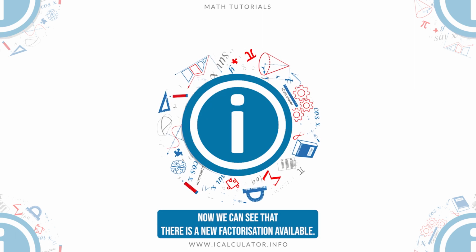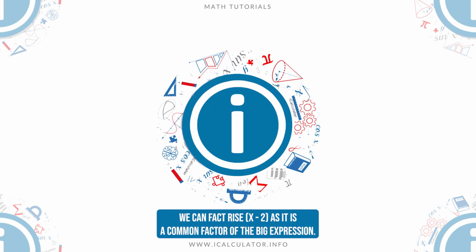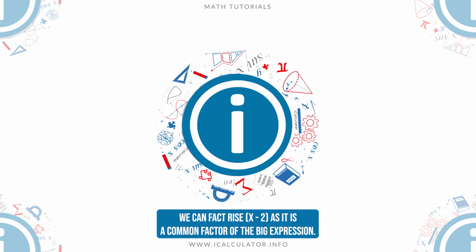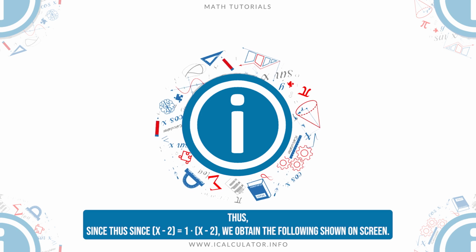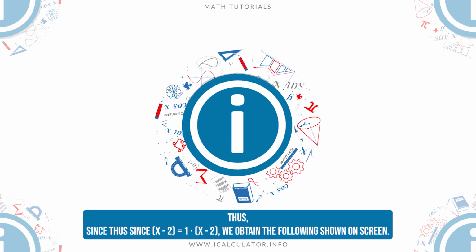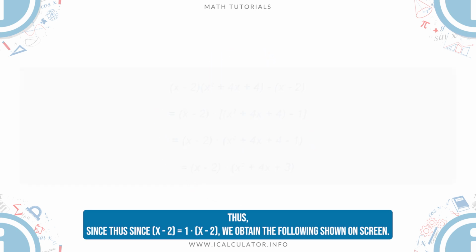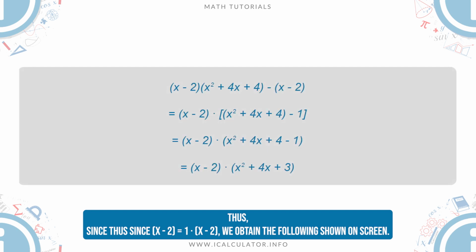Now, we can see that there is a new factorization available. We can factorize x minus 2, as it is a common factor of the big expression. Thus, since x minus 2 equals 1 times (x minus 2), we obtain the following shown on screen.